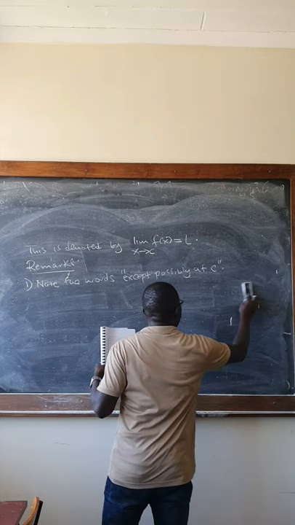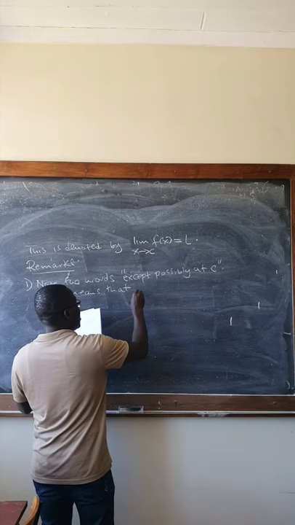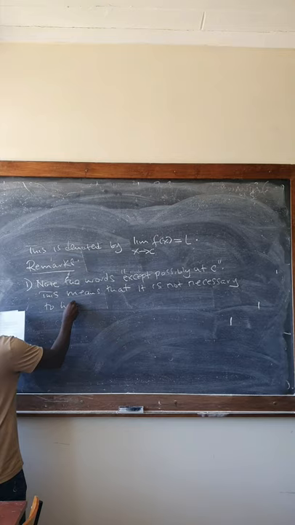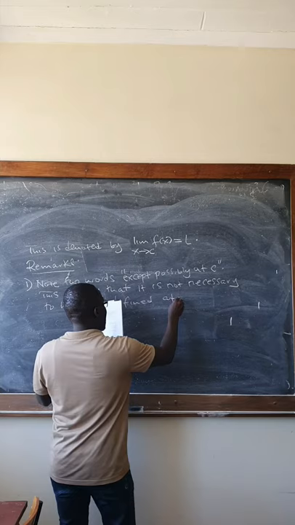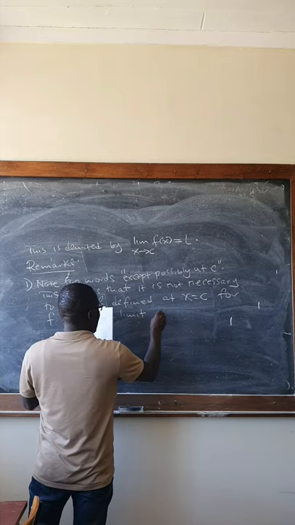So that is basically what this one says. This means that it is not necessary to have f defined at x equal to c for f to have a limit at c. That is one thing.